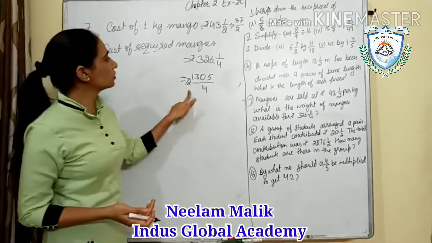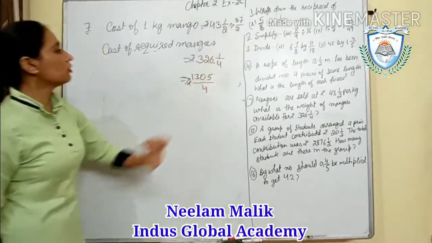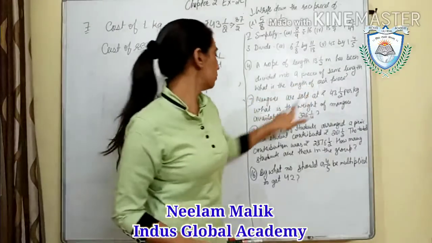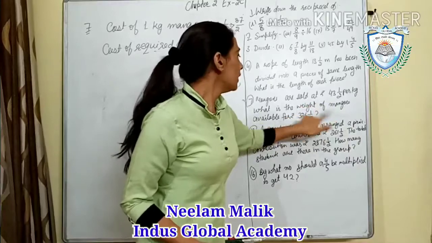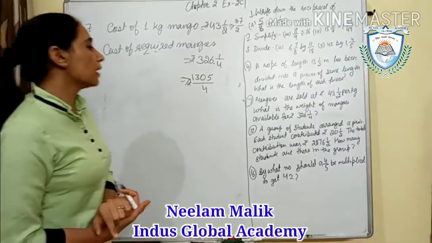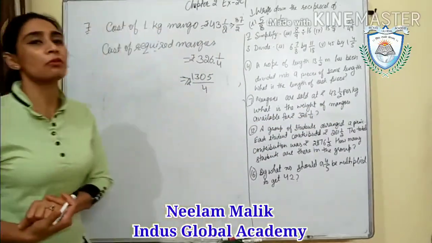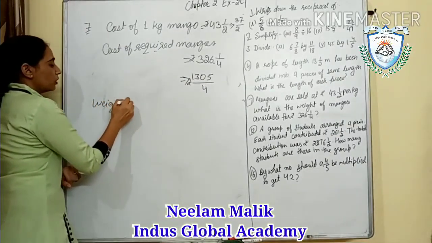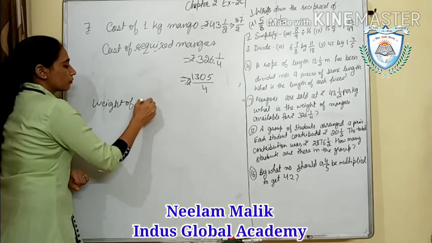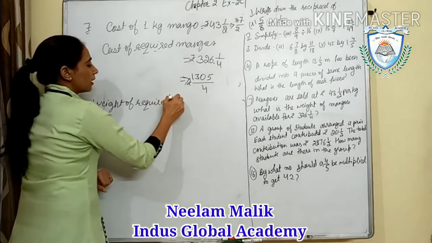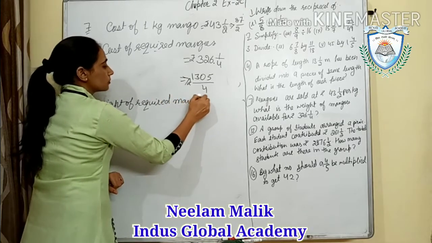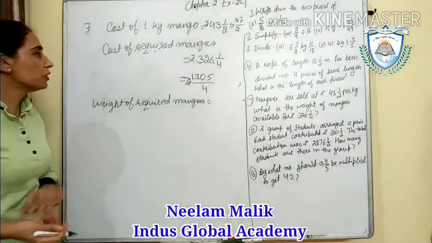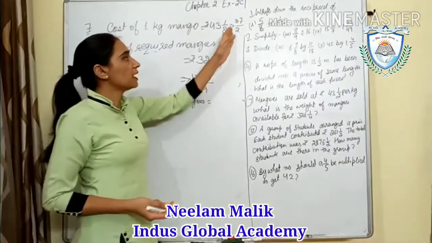Okay, now this is also improper and this is also. What we have to find out here is the weight of the mangoes available for this, means the weight of required mangoes. What will be the weight of required mangoes? We will divide this money by that.